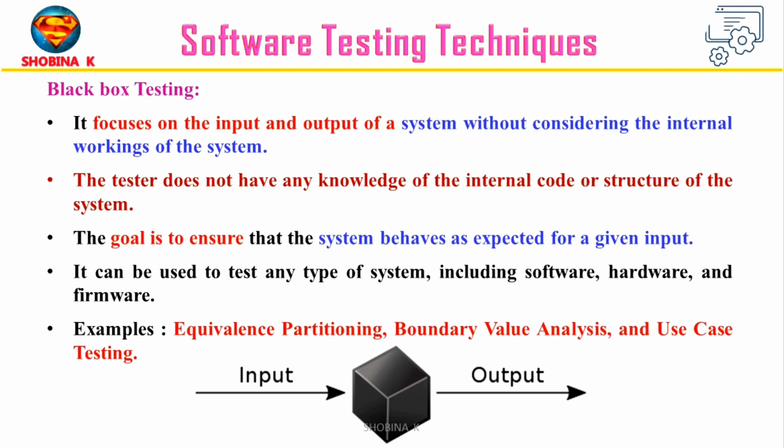Equivalence partitioning, boundary value analysis, and use case testing are common examples of black box testing techniques. These techniques are used to design test cases and validate system behavior. Equivalence partitioning groups similar inputs together and tests one input from each group. Boundary value analysis determines the upper and lower limits of input ranges and creates test cases for values just below and just above these boundaries. Use case testing looks at how users will use the system and tests each user scenario.